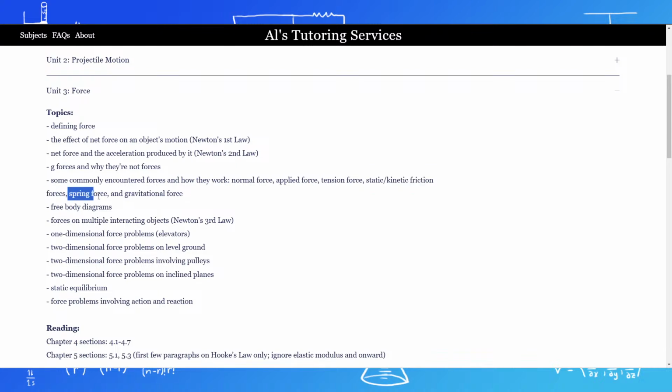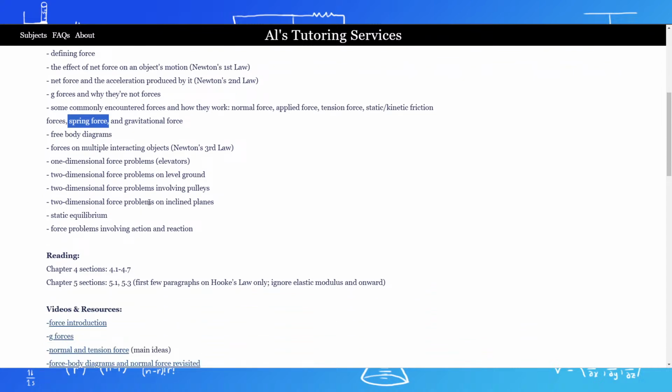And spring force, I'm not sure when I want to talk about spring force, because the thing with spring force is that it becomes more important much later. There's not much interesting stuff that we can do with it right now. But I'll think about it over the weekend. We'll figure something out. Okay.